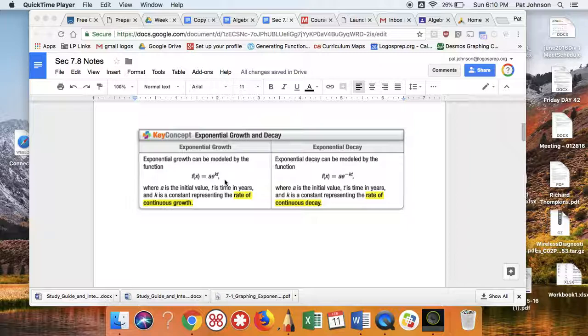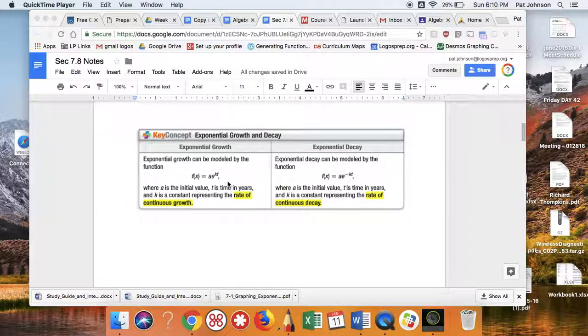So we know exponential growth and decay. Exponential growth can be modeled by the function f of x equals a times e to the kt, where a is the initial value, t is time in years, and k is a constant representing the rate of growth. Exponential decay can be modeled by the same function, except k is negative. So again, k is the rate of continuous decay.